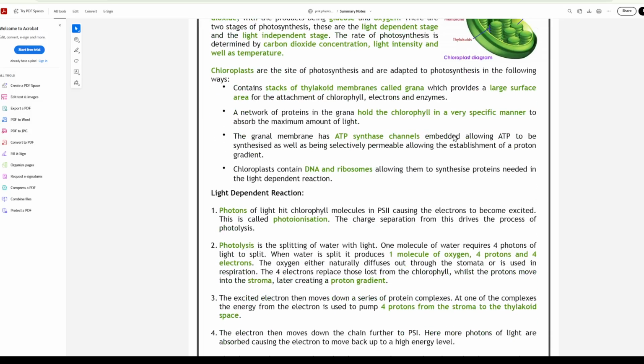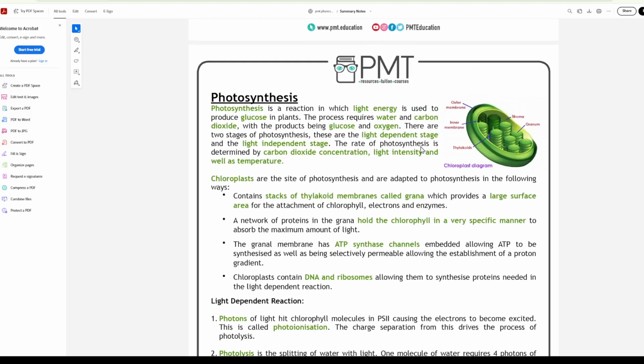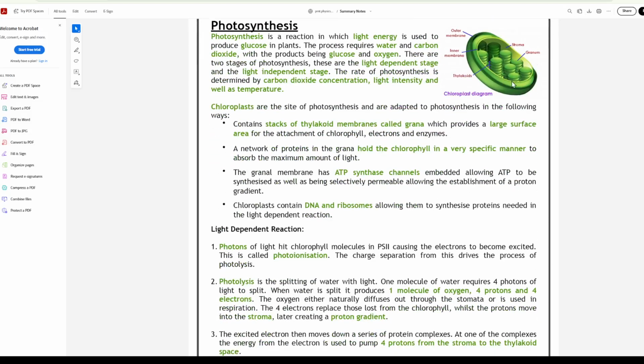Chloroplasts are the site of photosynthesis and are adapted to photosynthesis in the following ways. They contain stacks of thylakoid membranes called grana, which provide a large surface area for the attachment of chlorophyll, electron carriers, and enzymes. A network of proteins in the grana holds the chlorophyll in a very specific manner to absorb the maximum amount of light. The grana, granum, and the individual thylakoids, and I believe these bits in between are called lamellae. A bit of extra stuff there that you don't actually need to know, but maybe it could come up.